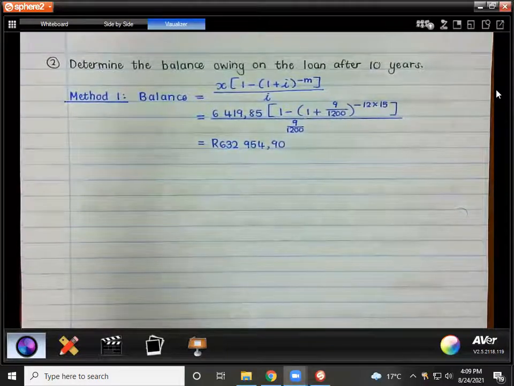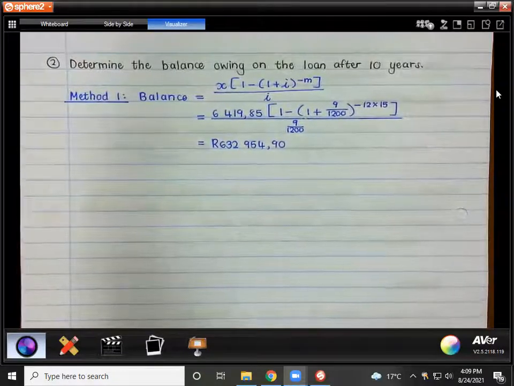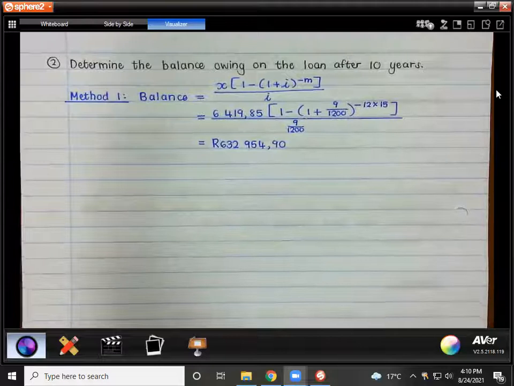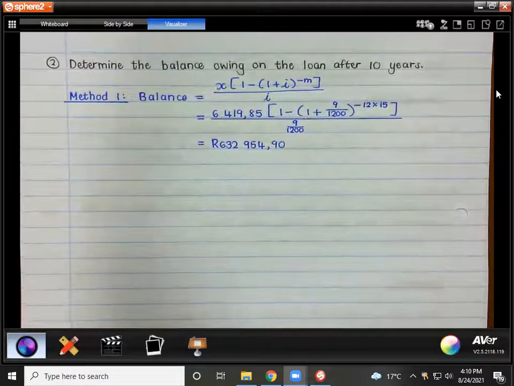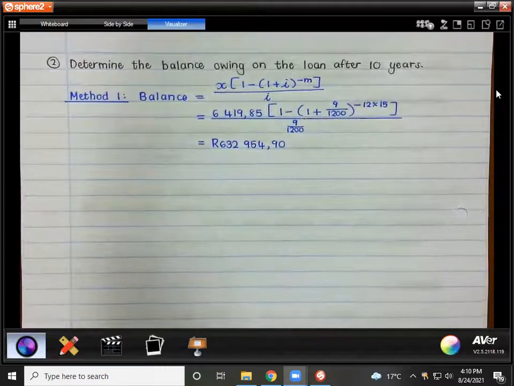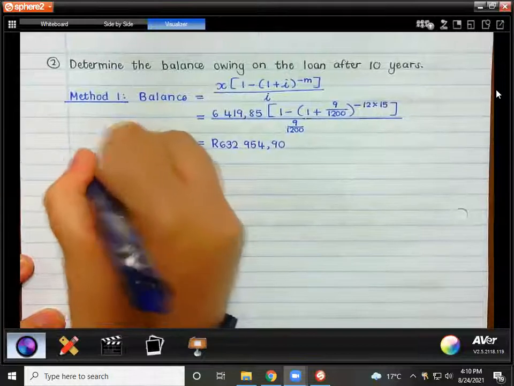After 10 years of paying 6,400 Rand every month, he still owes that much money. That is what happens in real life. Yep. Yeah, it doesn't, but some people can't afford to buy things if not on credit, unfortunately. Okay, that's method 1. Method 2.